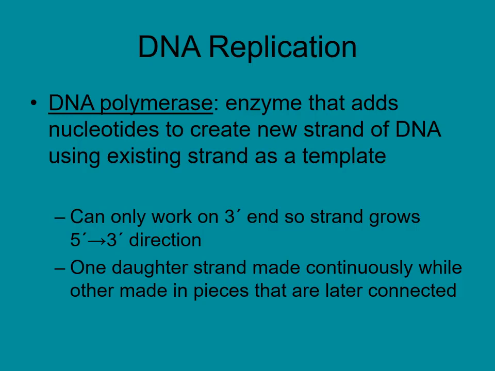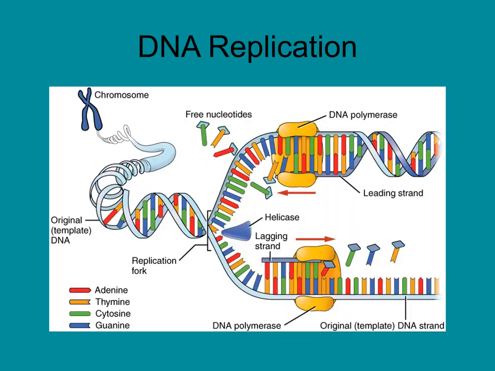With the DNA being double-stranded, the strands are going in what we call anti-parallel. They're going in different directions. The DNA polymerase can only read in one direction. So what this results in is that one daughter strand is going to be made as one long continuous strand. The other strand is going to be made in pieces that have to be connected together later.